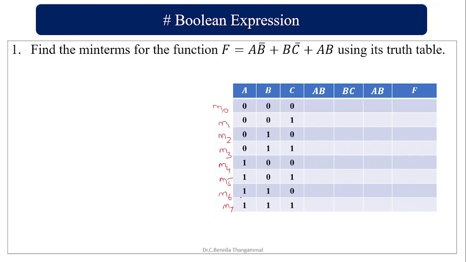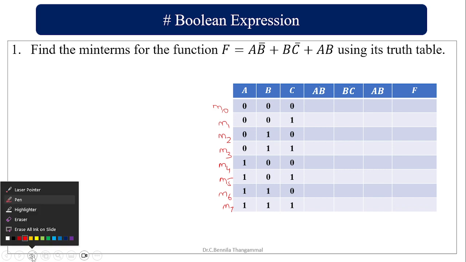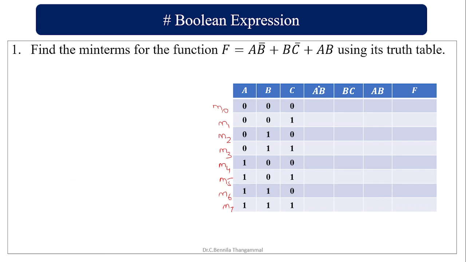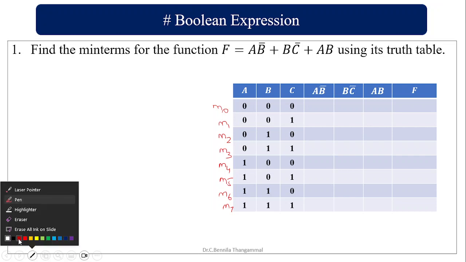That is a min term. Right. So now you have to get the value of each and every term. How many different terms do you have here? First is going to be A B bar, then B C bar, then A B. Find the value of each and every term. We saw this one in the last lecture itself.